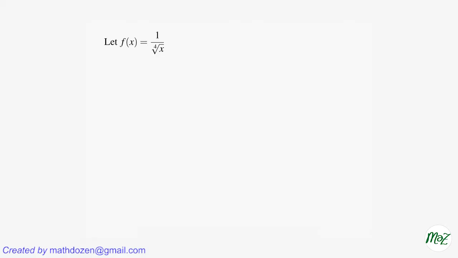Let us have the function f of x being 1 over the 4th root of x. We need to find the derivative of this function. Before we calculate the derivative, we'll change the way this function looks. The 4th root of x is x to the 1/4 power, and 1 divided by x to the 1/4 power is the same as x to the negative 1/4 power.